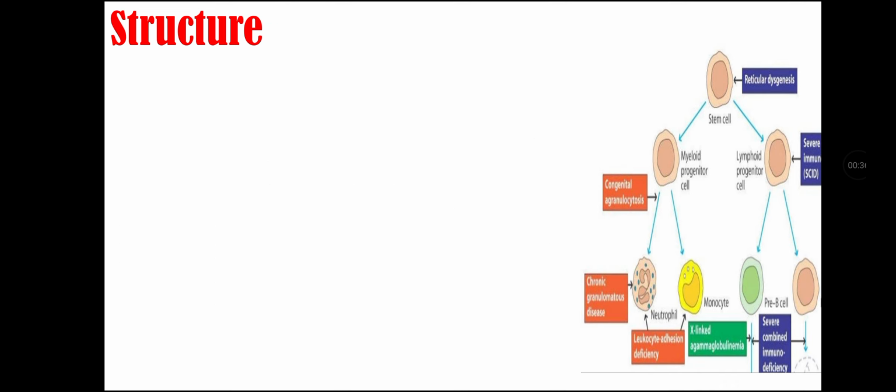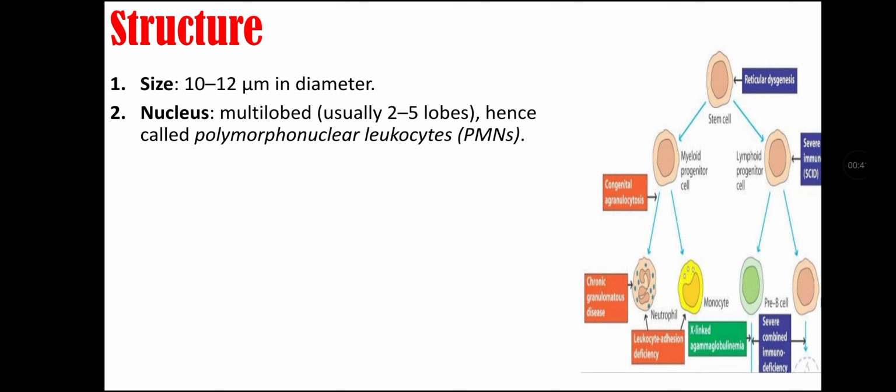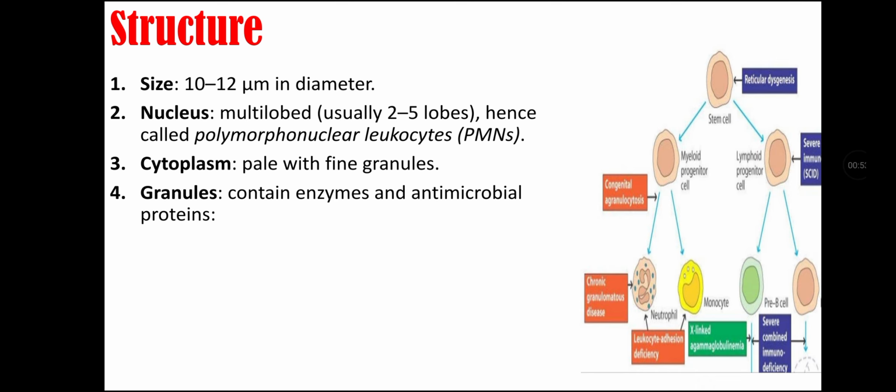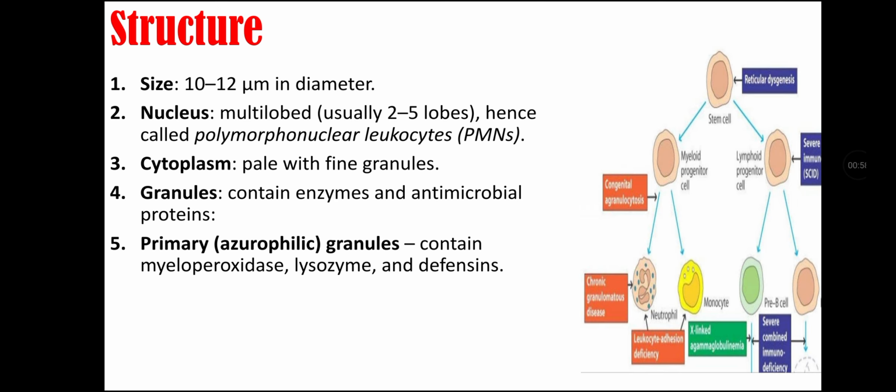Structure of neutrophil. Their size is about 10 to 12 micrometers in diameter. Their nucleus is multi-lobed, usually 2 to 5 lobes. Hence, they are called polymorphonuclear leukocytes. Their cytoplasm is pale with fine granules, and the granules contain enzymes and antimicrobial proteins.